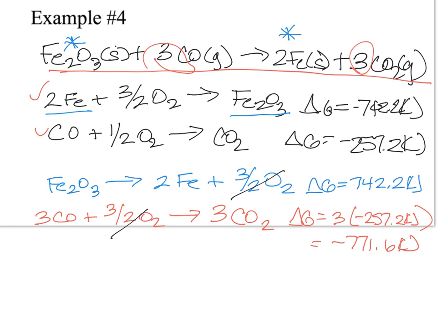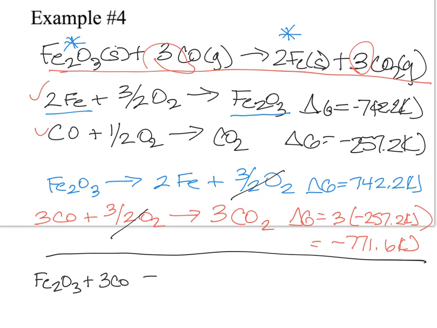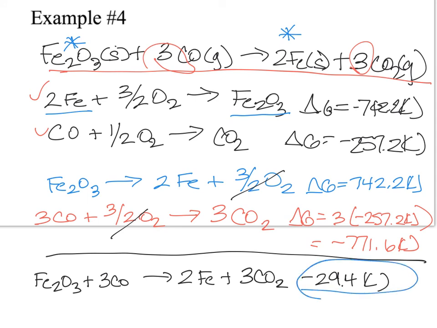and everything else is either only on the reactant or only on the product side. All right, so I'm going to sum all of that together. I get iron 3 oxide plus 3 carbon monoxide goes to 2 iron plus 3 carbon dioxide. And I just sum the two delta G values together, which tells me it's negative 29.4 kilojoules. So it is spontaneous, and we were able to manipulate the half reactions to give us the top reaction above.